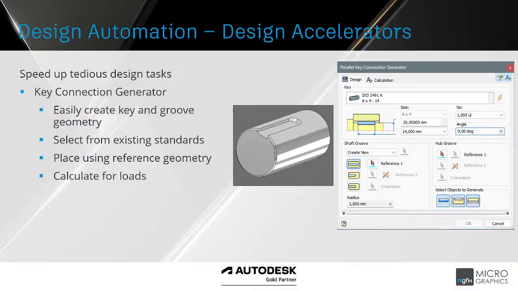It also allows you to choose from existing standards. So right at the top there, you've got the drop-down menu, you've got the ISO 2491 key with its size. You can choose an existing standard key, so you know you can get that off the shelf from your local supplier. And it's placed using reference geometry. You may have work planes and sketches or edge geometry that you can pick to position the key on the shaft.